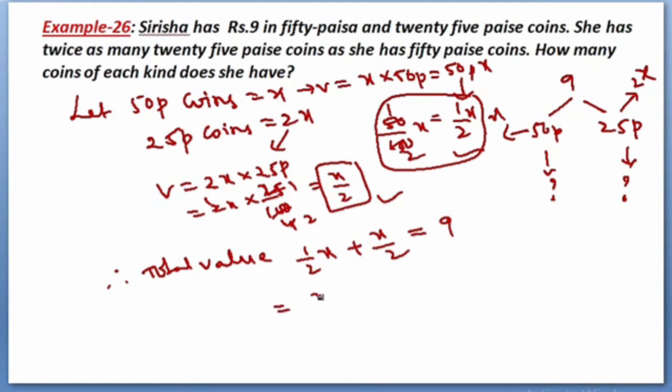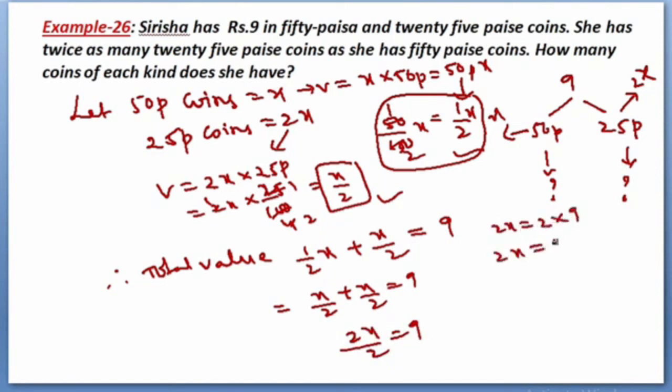Now x by 2 plus x by 2 is equal to 9. These are all fractions with the same denominator, so no need of LCM. You can directly add: 2x by 2 is equal to 9. Then 2 times x is equal to 2 into 9, so 2x is equal to 18. Then x is equal to 9.